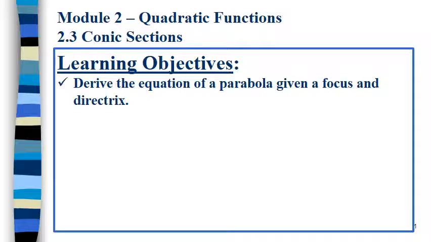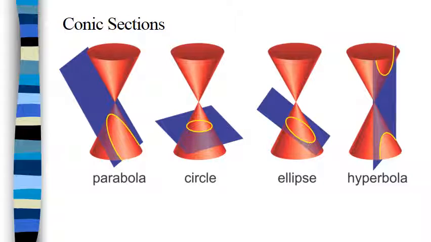Okay, welcome back. We're talking about section 2.3, which is conic sections, specifically parabolas. In this particular video, we're going to derive the equation of a parabola if we're given the focus and directrix. So, in general, conic sections come in 4 different flavors.